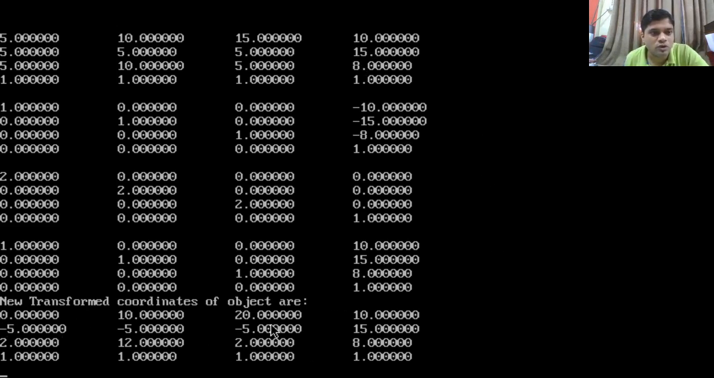The new transformed coordinates of the object are 0, minus 5, 2, then 10, minus 5, 12, then 20, minus 5, 2, and 10, 15, 8. You can cross-check that the 10, 15, 8 in the object matrix remains 10, 15, 8 in the transformed coordinate matrix. So I hope you have understood this. Next up, we will see the rotation program.